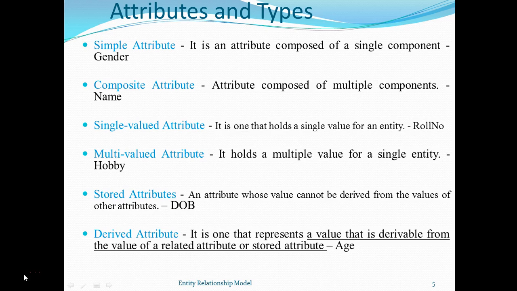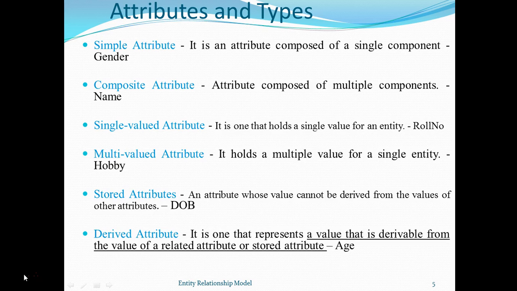Now how is it simple? Another attribute type is composite, that is composed of multiple components. For example, name. When I say multiple components, it means the name contains multiple parts. For example, name can be divided into first name, father's name, then the region name, or the first name, middle name, the last name. So it can be divided into two parts or three parts. It has multiple components. But in case of the simple attribute, gender has only one component.